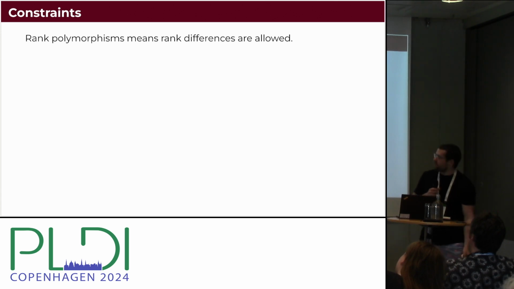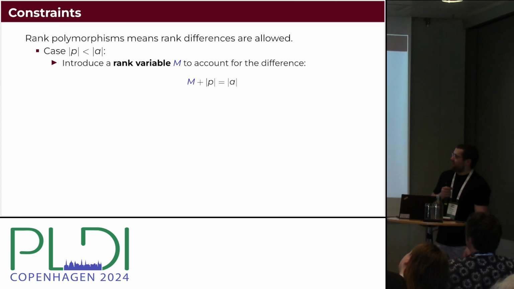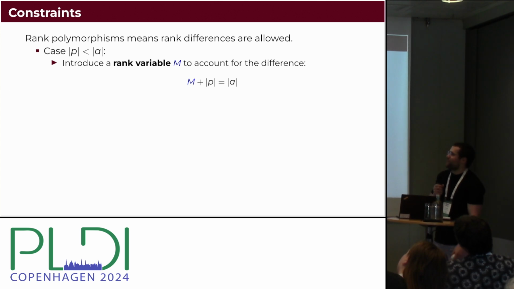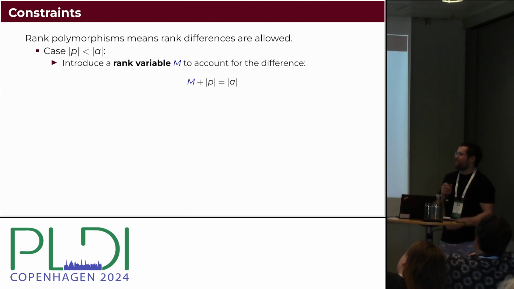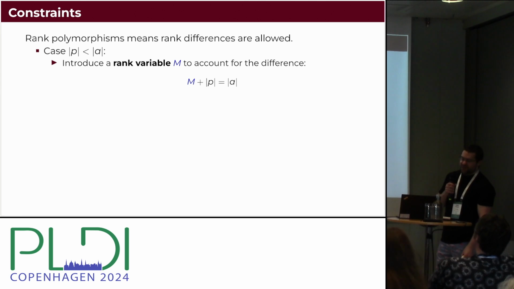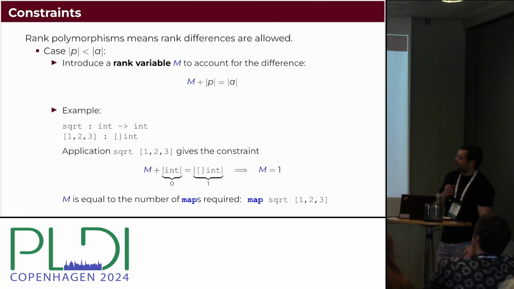So, of course, rank polymorphism means the rank differences are allowed. So how do we encode this? What we do is relax our constraint further, and there's 2 cases. In the first case, this is when the parameter type has a rank that's lower than the argument type, and this corresponds to a map. So what we do is we introduce a rank variable here called m for map, and that accounts for this difference between the rank in the parameter and the rank in the argument.